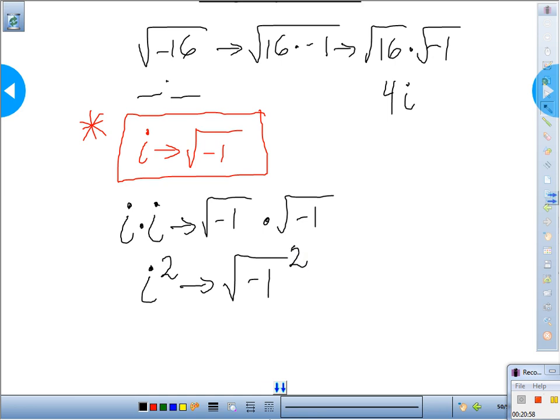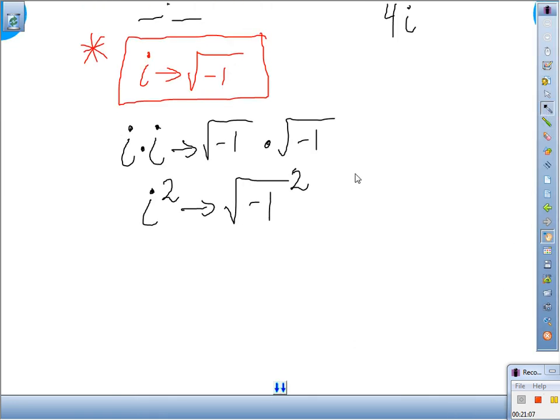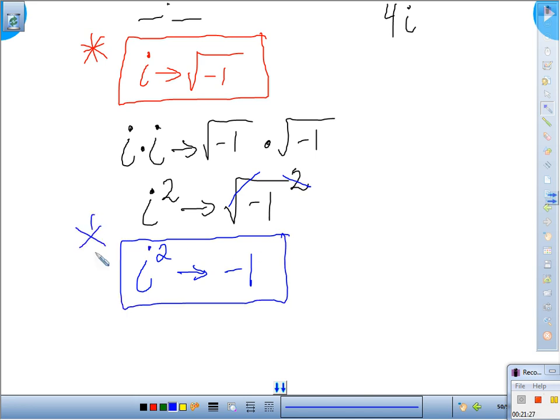However, look at this part. Pay attention, please. Who notices that there's a square here with a radical? What happens? This cancels that. So what are we saying? That square root of I squared is -1. Write that down, please.